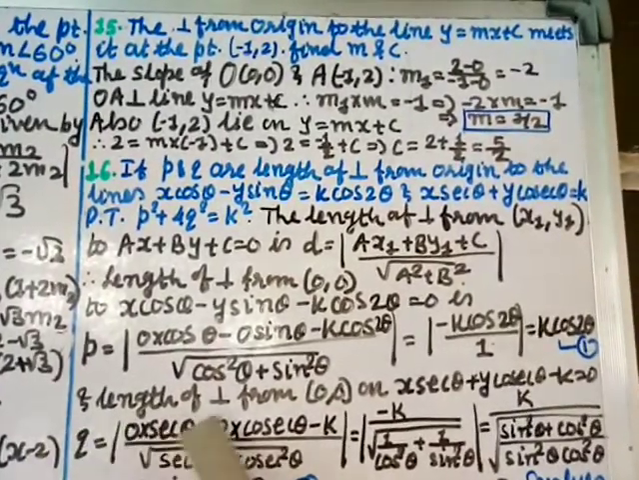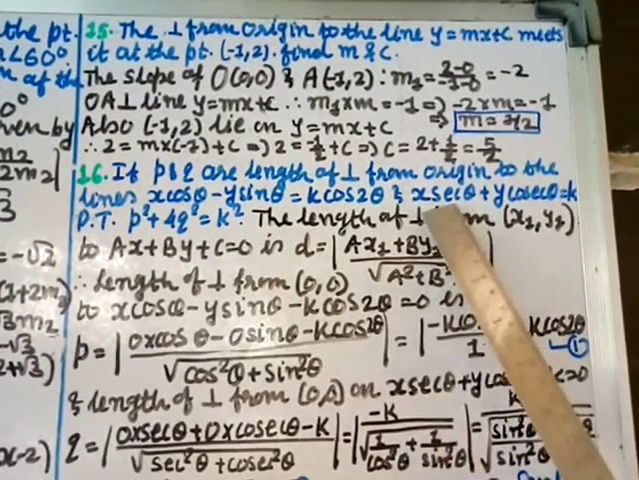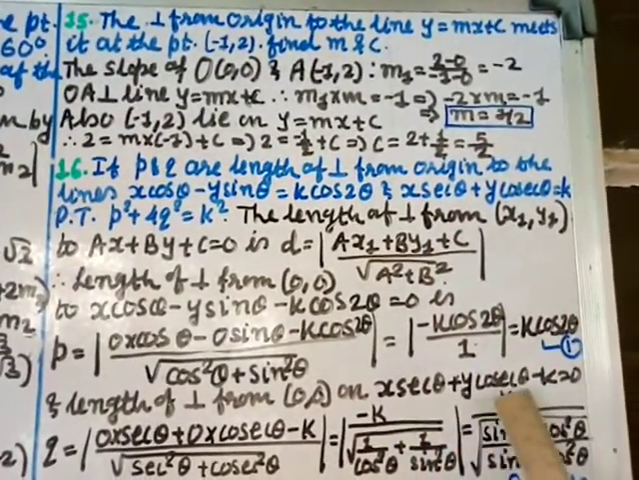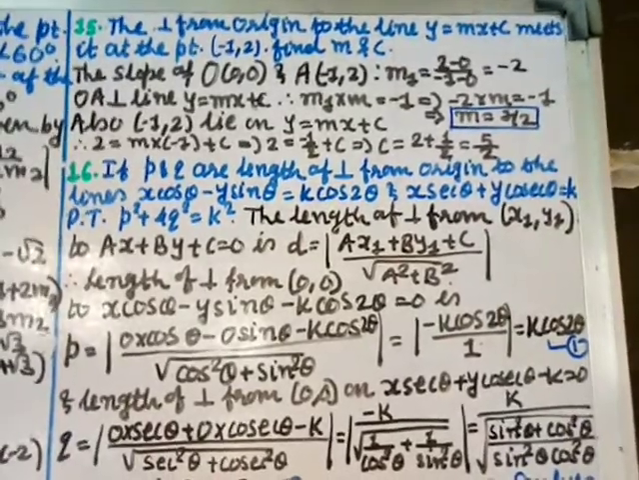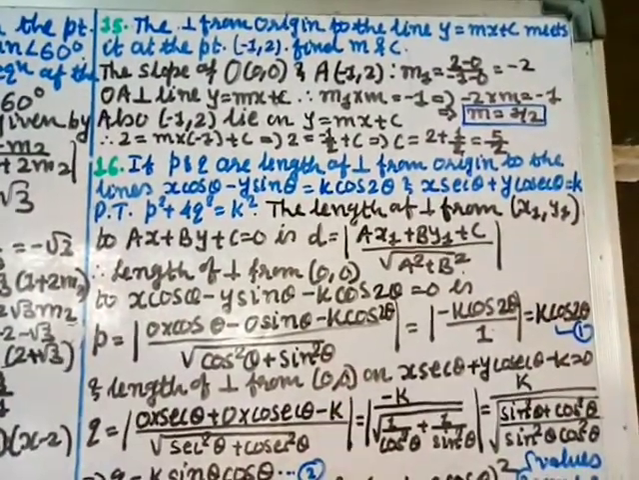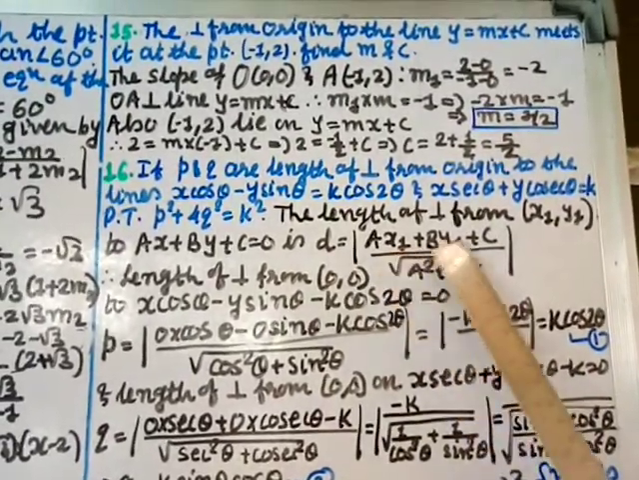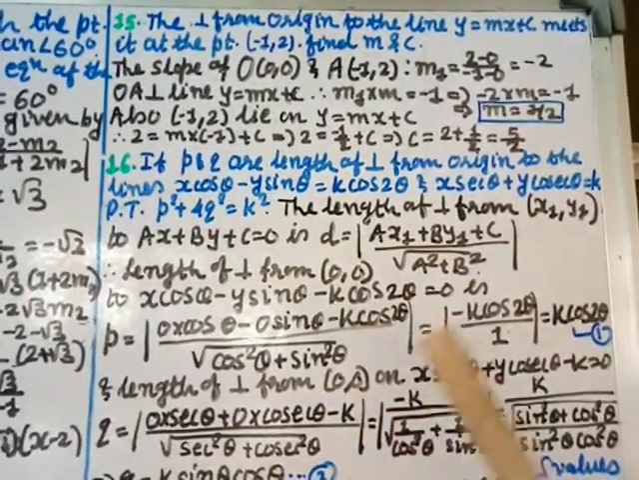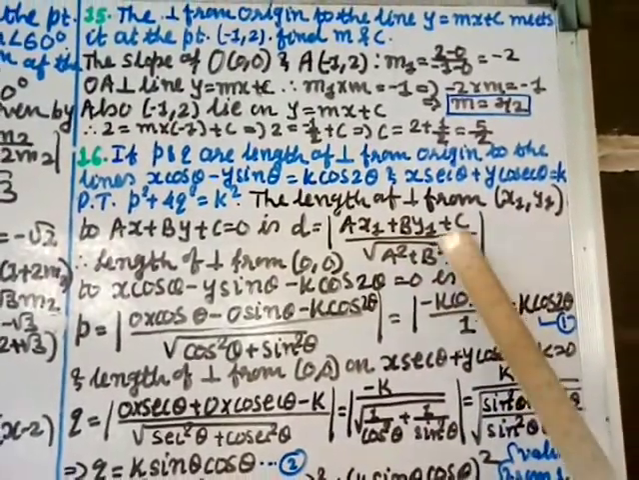Similarly, the length of perpendicular from the origin, that is (0, 0), on the second line, that is this one, x sec theta plus y cosec theta, and this k transfer here, so minus k equal to 0, is given to you as Q. So Q equal to modulus of, in the same formula, put these values. Instead of x1, y1 you put 0, 0, and a is sec theta here, b is cosec theta and c is minus k.